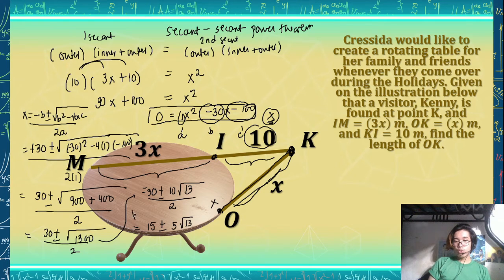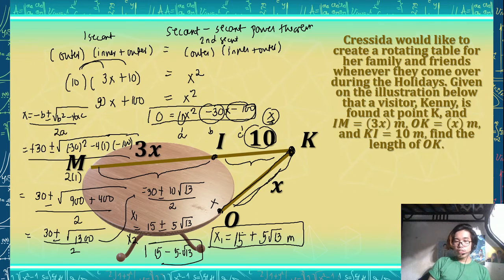These are the two values, x sub 1 and x sub 2, and we can clearly see which value we're going to take for this problem. It should be x sub 1, which is 15 plus 5 square root of 13 meters. Why did we take the first value? Because the second value, 15 minus 5 square root of 13, gives us a negative value. Since this problem requires real-life measurements, we have to use the positive value.